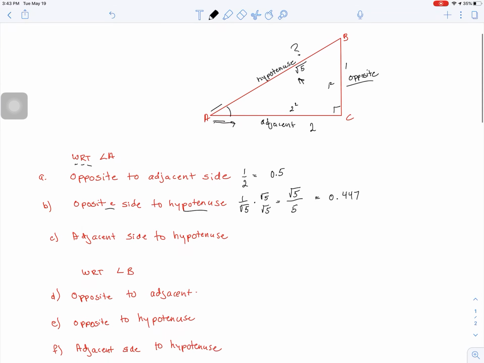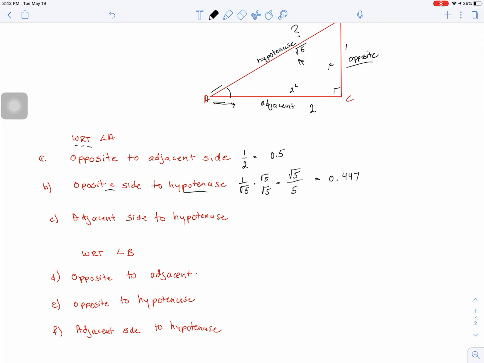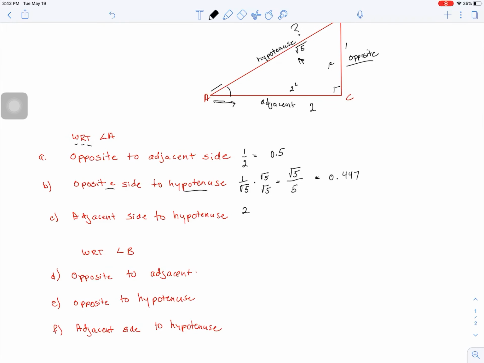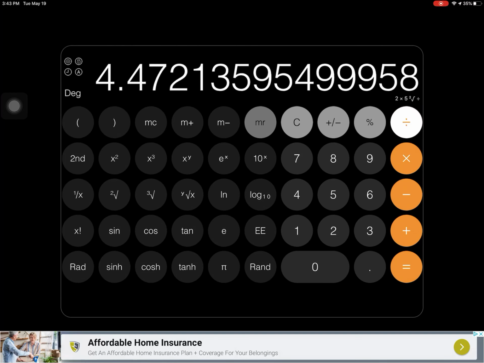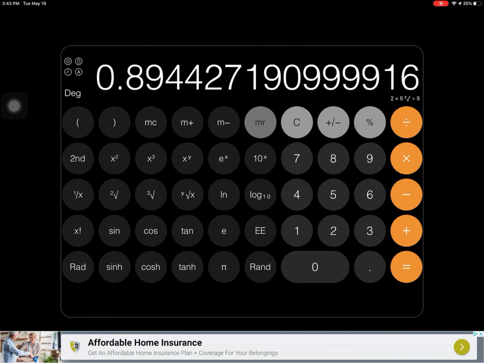0.447. Now it says the adjacent side to the hypotenuse. And of course we get 2 over the square root of 5. And we can't leave the square root of 5 on the bottom because that's an irrational number. It's not good to divide by an irrational number. So again, we multiply it by the square root of 5 over the square root of 5. And we get 2 times the square root of 5 over 5. That's your answer. You plunk it into your calculator: 2 times the square root of 5 divided by 5 gets you 0.894, and we don't have to round that up.